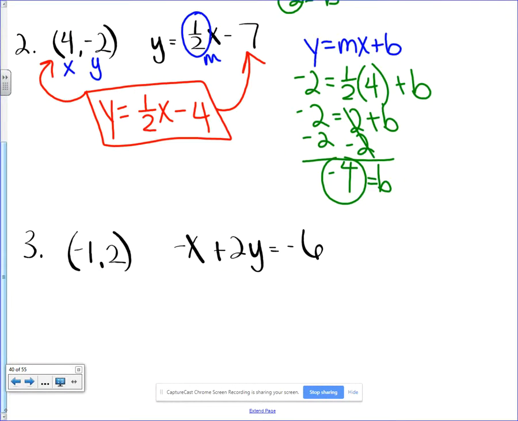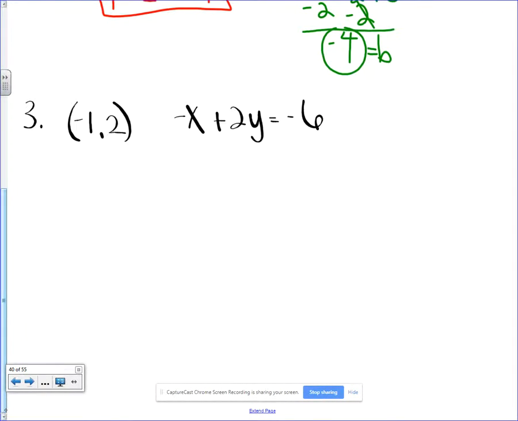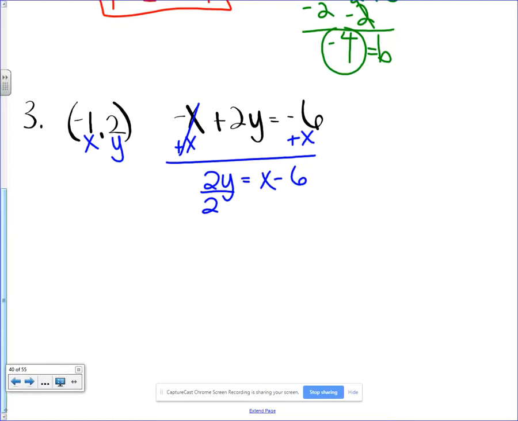One more here with parallel. Again, you will see that I already have a point here for you. This is my x, this is my y. My problem is that the equation is not in slope-intercept form, so I don't know what the slope is until I isolate the y. In order to do that, I'm going to get rid of the x. Then I'm going to divide by the 2. And I have y equals 1/2 x minus 3. So my slope is 1/2.